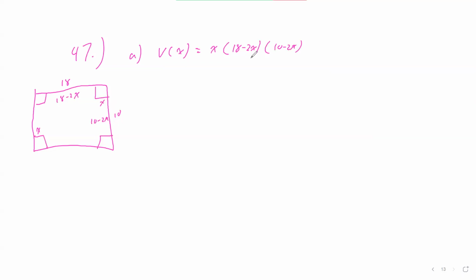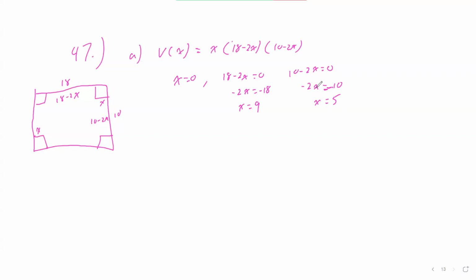And then B said for which value of x is V of x equal to 0. So then you just set each one of those equal to 0. So x equals 0 will be 1. 18 minus 2x equals 0, and 10 minus 2x equals 0. So then you subtract 18, divide by negative 2, you get 9. Subtract 10, divide by negative 2, you get 5. And it says for which answers in part B are physically possible.